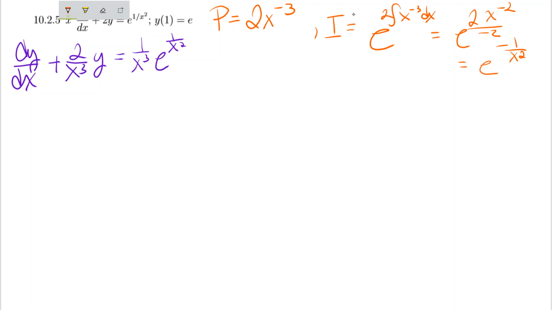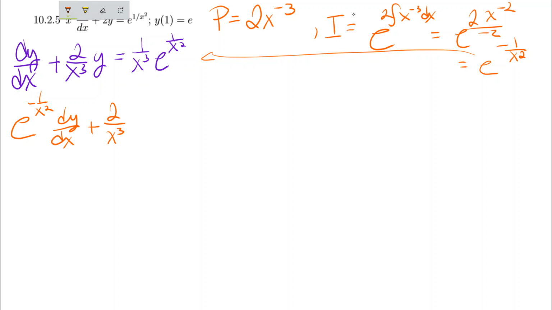Okay, cool. So let's take this and multiply everything in here by it. Hope you're ready for that. That chuckle is me being uncomfortable because I'm worried this is going to get messy. It will. All right. 2 over x cubed e to the negative 1 over x squared y. Here's where things are going to get interesting. 1 over x cubed e to the 1 over x squared e to the negative 1 over x squared.